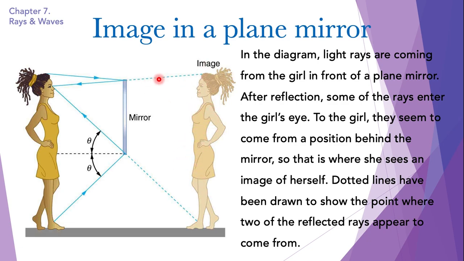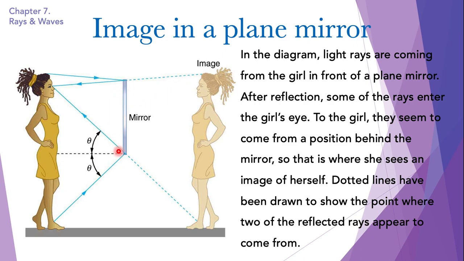So these dotted lines, as you can see, have been drawn to show the point where two of the reflected rays appear to come from. So this is the reflected ray, and it appears to come from here, and this ray appears to come from here. So to her eyes, these rays appear to be coming from a position behind the mirror.